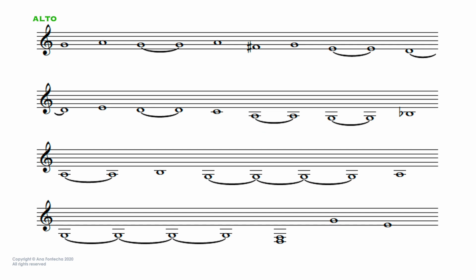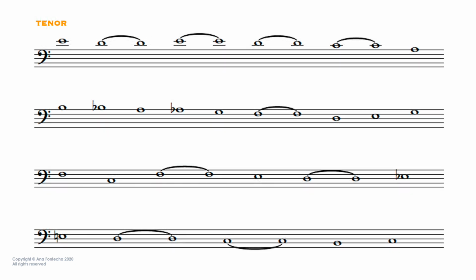The alto voice has less movement, but there is a long dominant pedal note in the second section of the piece. As well as the alto, the tenor shows little movement, which is common in the earlier voices. We find a chromatic scale in the first section.